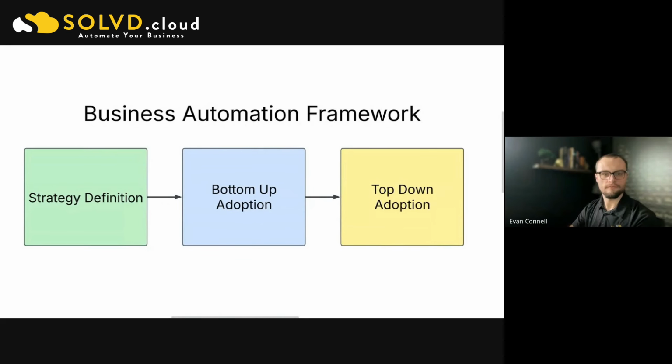All right, so this is a very simple, extremely high-level view of our business automation framework. There's levels to this, and we'll get more and more in depth, and you'll see this framework grow as we continue this webinar series. But in essence, there's three main steps of automating your business and taking steps towards business automation.